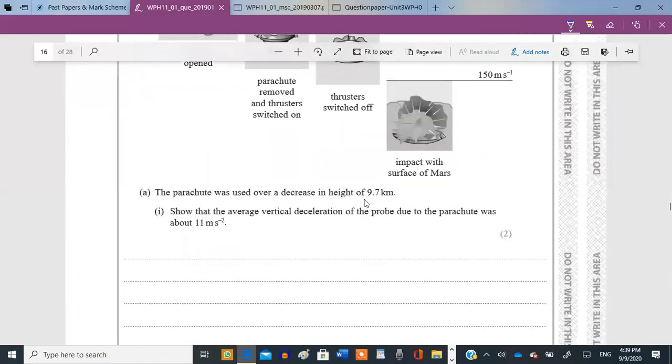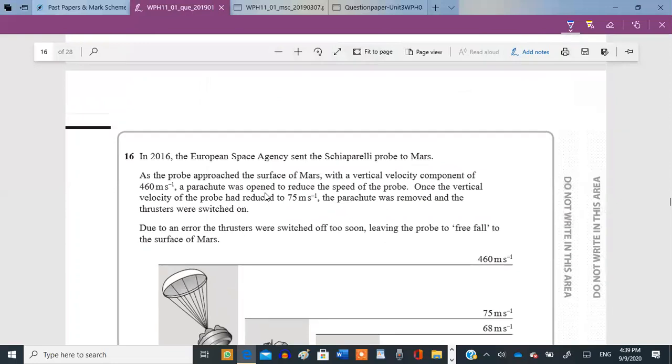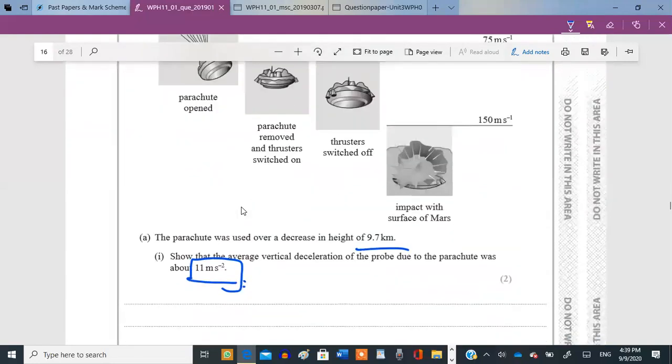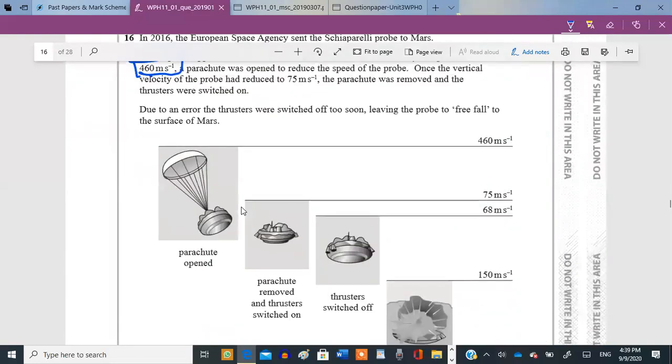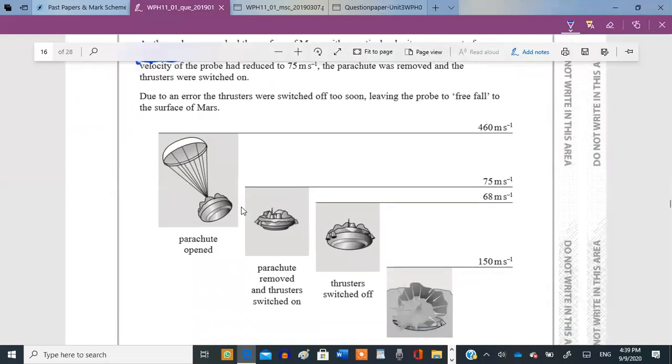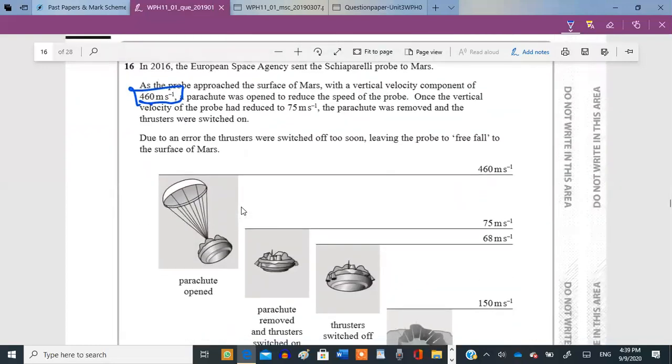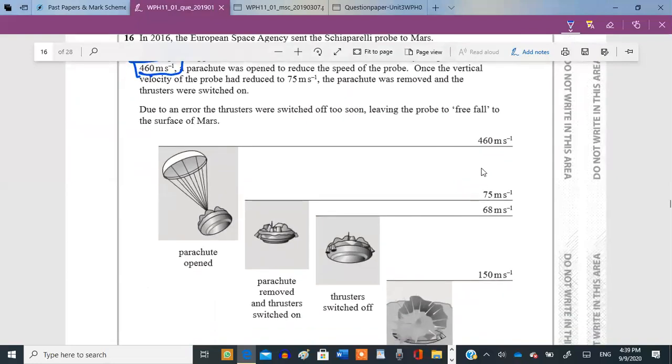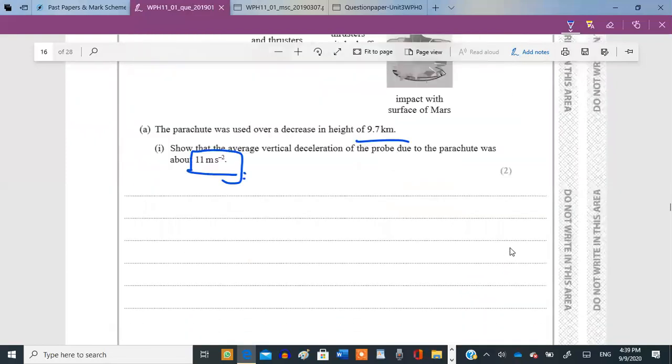The height is given to you, the deceleration is asked, the initial velocity is given to you as well, it's 460 meters per second, and you need the acceleration, and that's it. They've given you the height, they've given you the initial velocity, they want you to calculate the acceleration, and they've even given you these intervals over here. So what do you think? What formula should I apply over here?